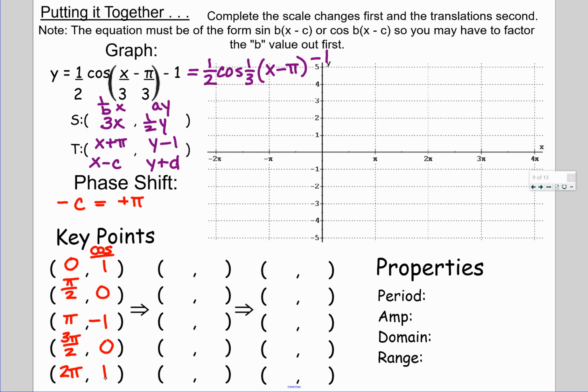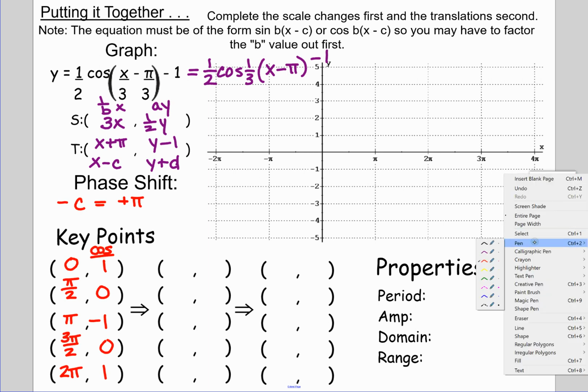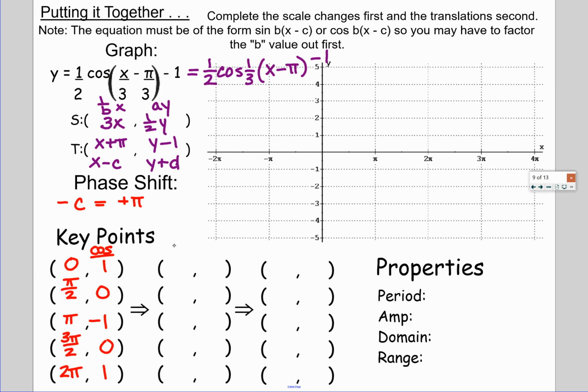All right, so now let's do the math. We do our scale changes first. So we're going to multiply our x's by 3 and our y's by 1/2 that we set up. So my x's by 3 will give me 0, 3 pi over 2, 3 pi, 9 pi over 2, and 6 pi. 1/2 times my y's give me 1/2, 0, negative 1/2, 0, 1/2.